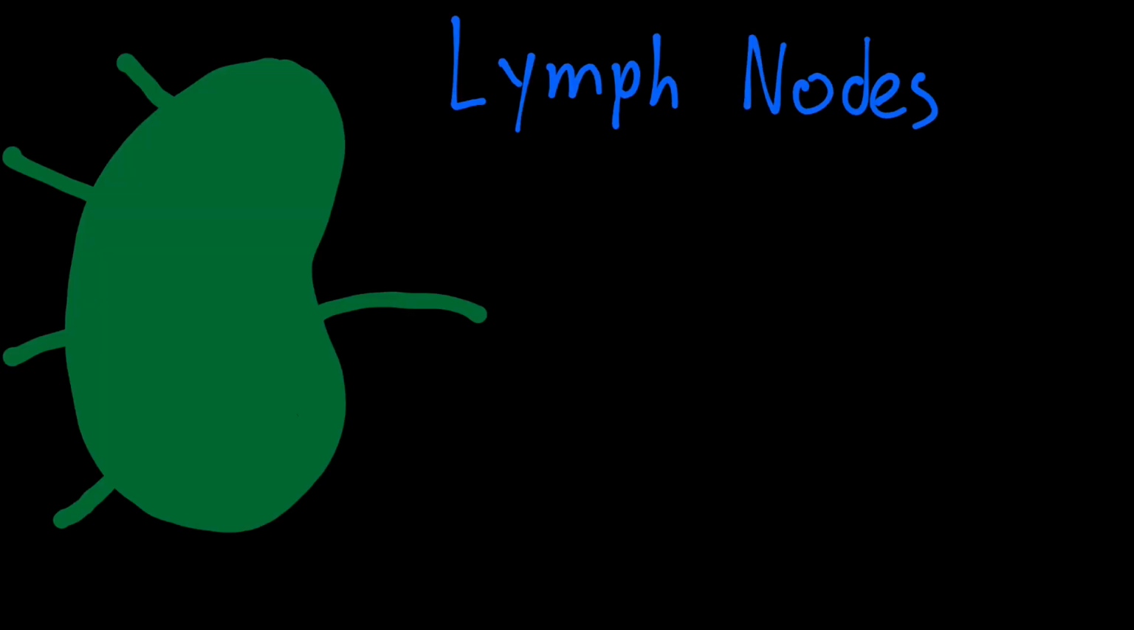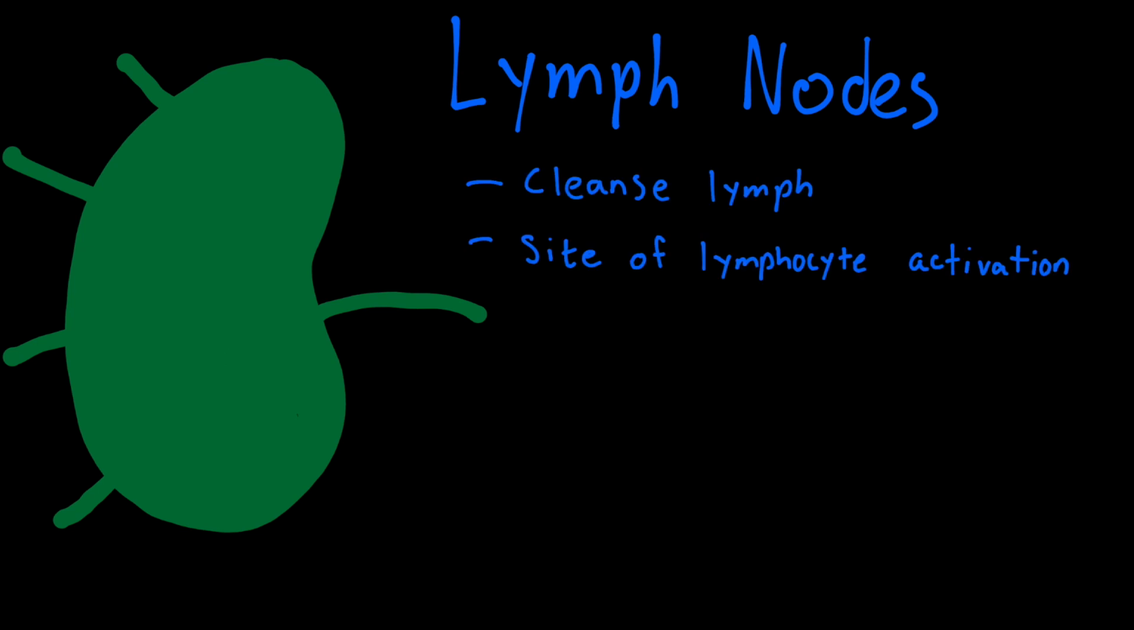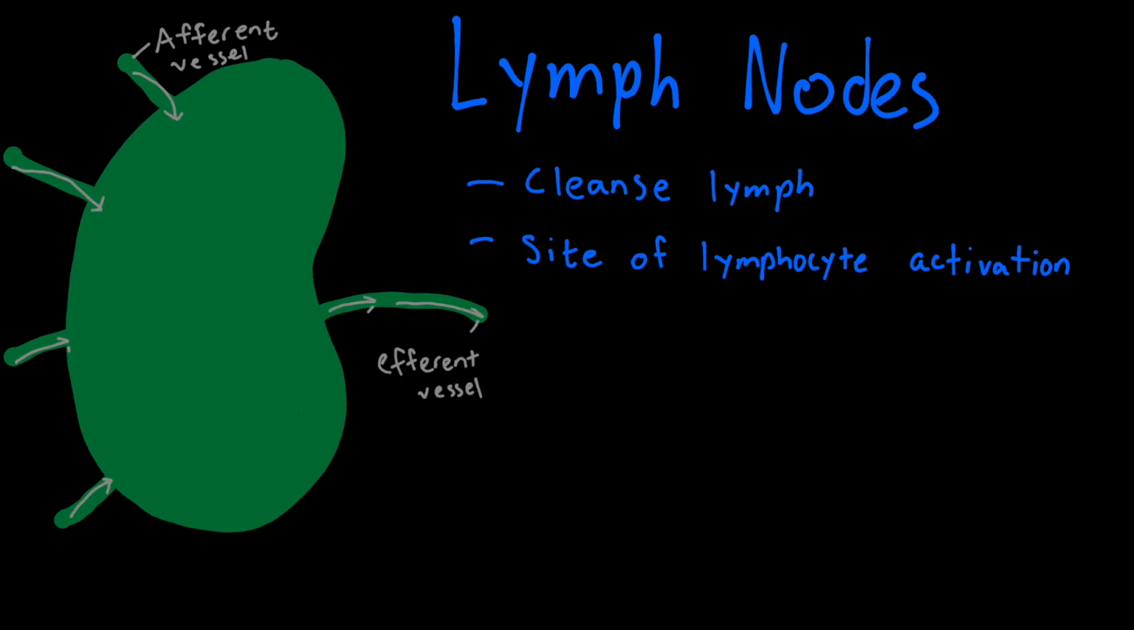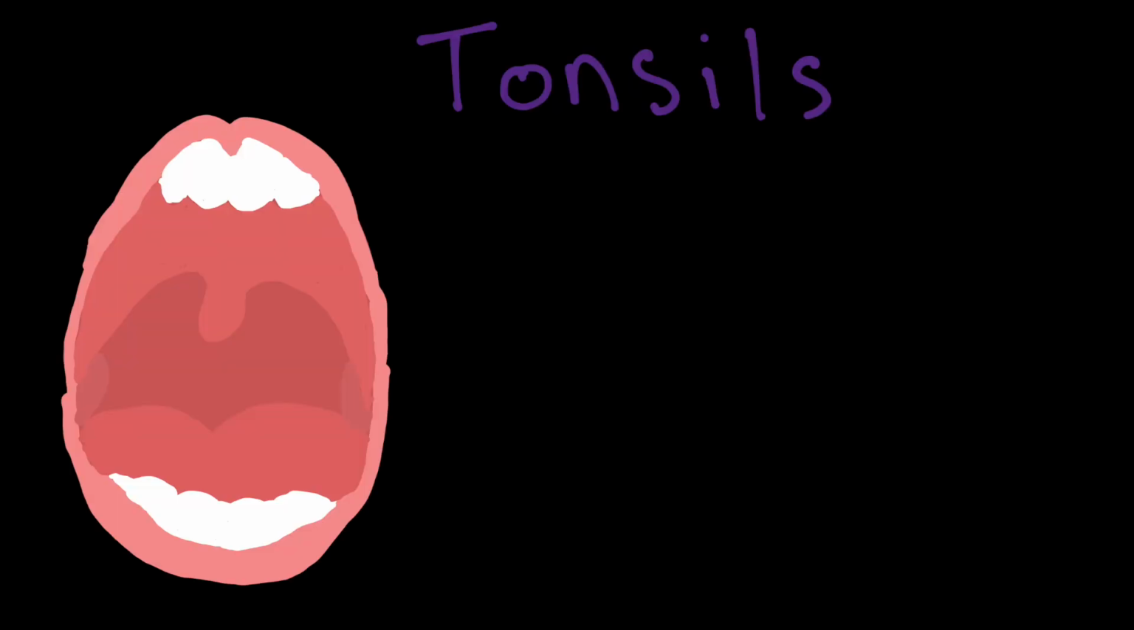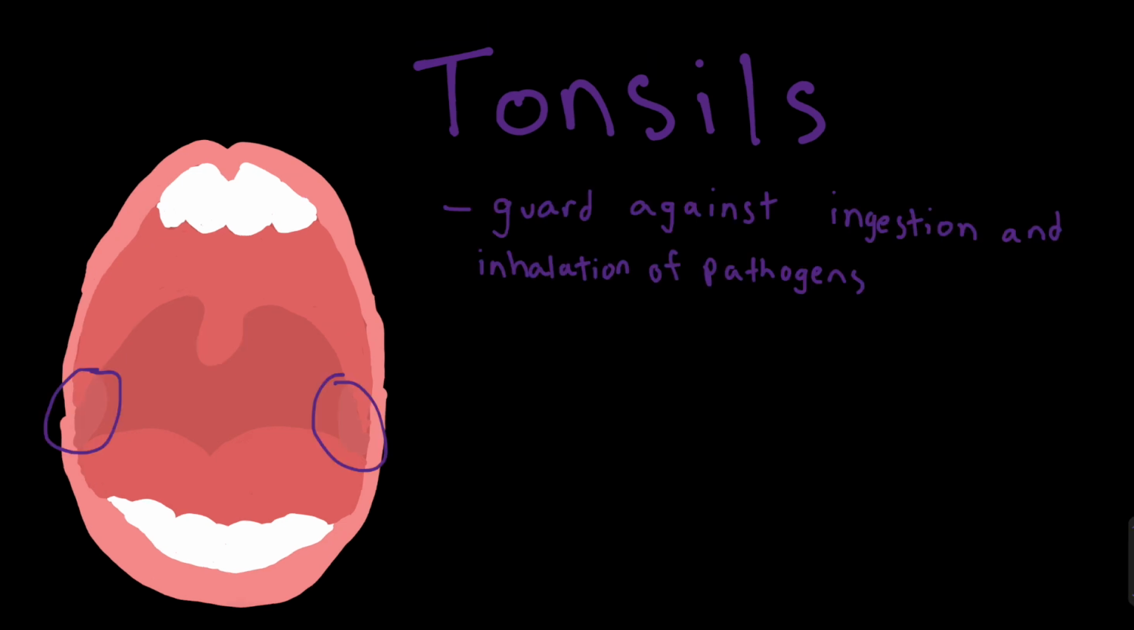The third lymphatic organ is our lymph nodes. Now, our lymph nodes are the most numerous lymphatic organs in our body, and they serve 2 functions. 1, to cleanse lymph, and 2, to be the site of lymphocyte activation. Essentially, B and T lymphocytes reside in this area, filtering out lymph to detect foreign pathogens as lymph enters through the afferent vessels and exits through the efferent vessels. The fourth lymphatic organ is known as our tonsils. Now, as we discussed before, our tonsils are dense masses of lymphocytes known as lymphatic follicles. Our tonsils reside at the end of the oral cavity, at the entrance of the pharynx. The tonsils guard against ingestion and inhalation of pathogens that could bring harm to the body.